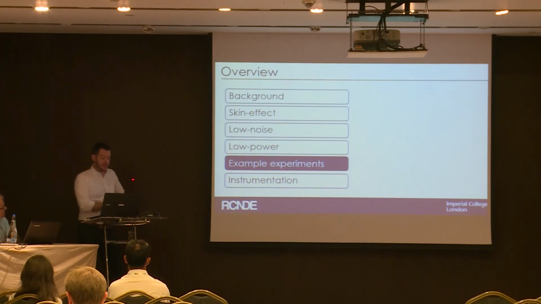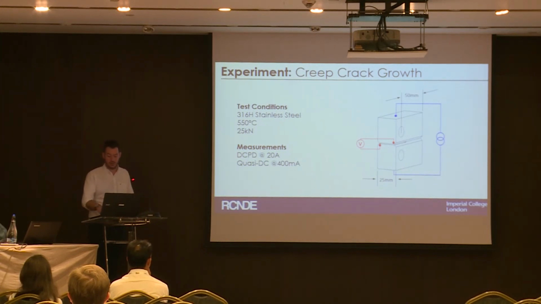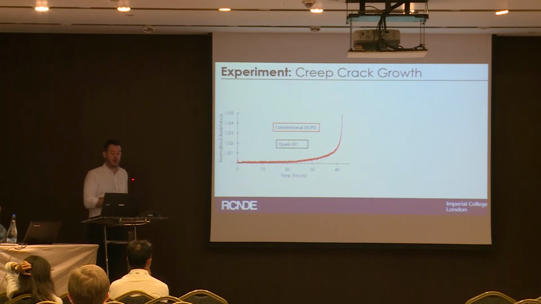I intended to show you some example experiments, but I don't have the time, so I'll just show you an example experiment. The one I chose is a creep crack growth test, 316H stainless steel, tested at 550 degrees, and of course we just statically load this component. In this experiment, we'll be comparing the conventional DC technique with our Quasi DC measurement, and the first thing to show you is that they are in perfect agreement, as we'd expect. This Quasi DC technique behaves effectively as if it was a DC measurement.